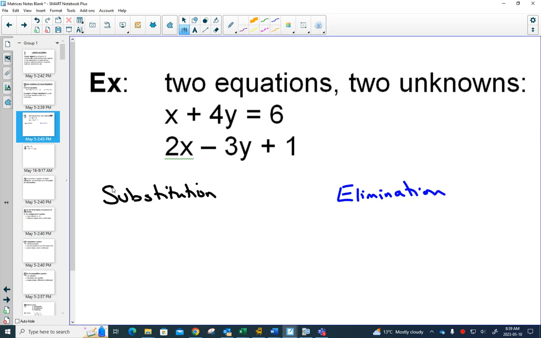The substitution technique was based on the idea that if you could get one of the variables easily by itself, then you could substitute what it was equal to into the other equation.